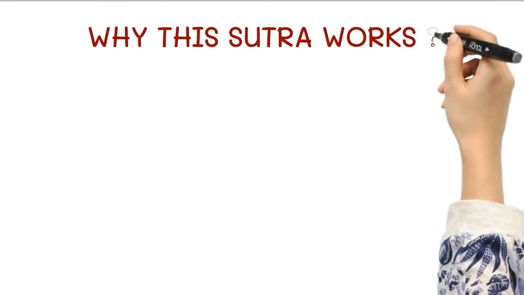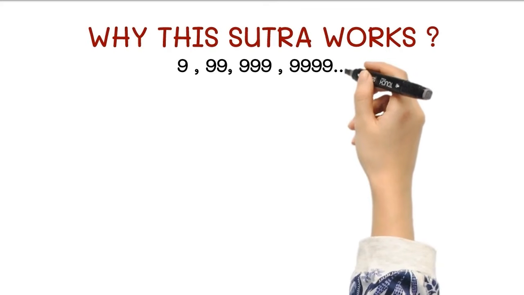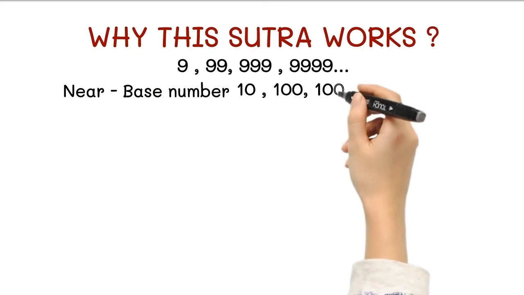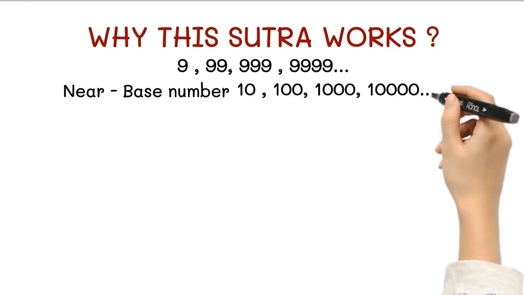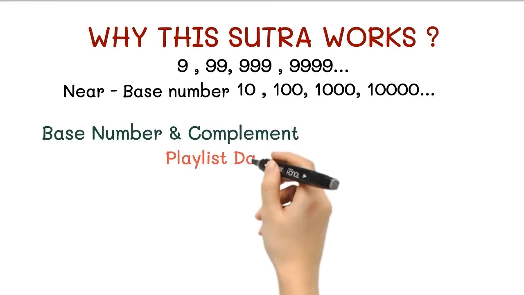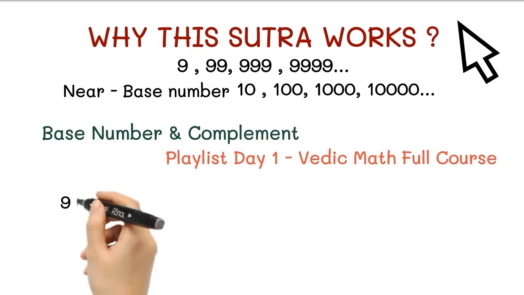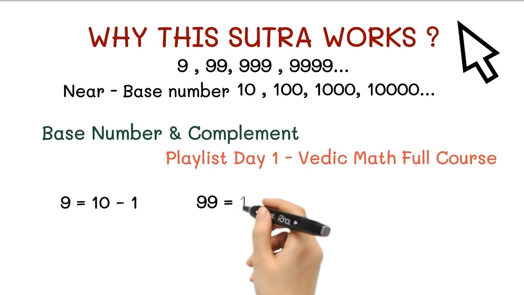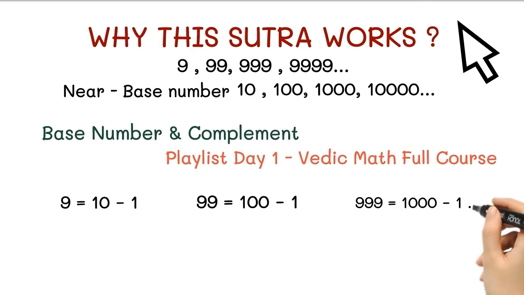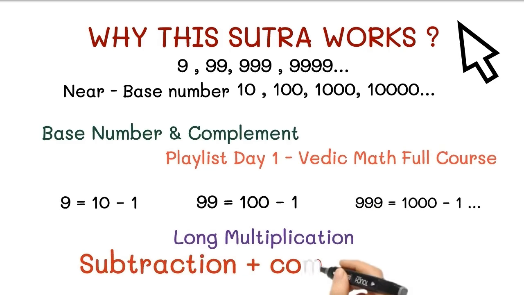Why does this sutra work? 9, 99, 999, 9999 and so on. These numbers are nearest to the base numbers 10, 100, 1,000, 10,000, and so on respectively. If you don't have a proper idea about base numbers and complements, then watch the initial videos from this playlist. Link of the playlist is given above. 9 equals 10 minus 1. 99 equals 100 minus 1. 999 equals 1000 minus 1 and so on. So instead of long multiplication, we use subtraction plus complements.